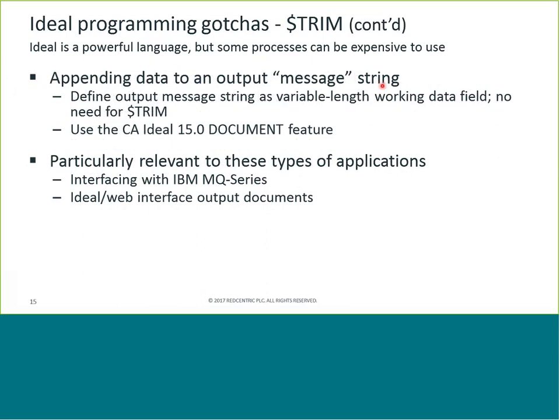If you're appending to an output message string, something like an XML document, then define the output message string as a variable length working data field. So then you don't need to keep trimming it each time you go through. And again, I'll advertise the Ideal 15.0 document feature as a really great enhancement for when you're generating those XML pages. So it's particularly relevant when you're building messages for IBM MQ series, web interface, output documents, HTML documents, XML, all of that.